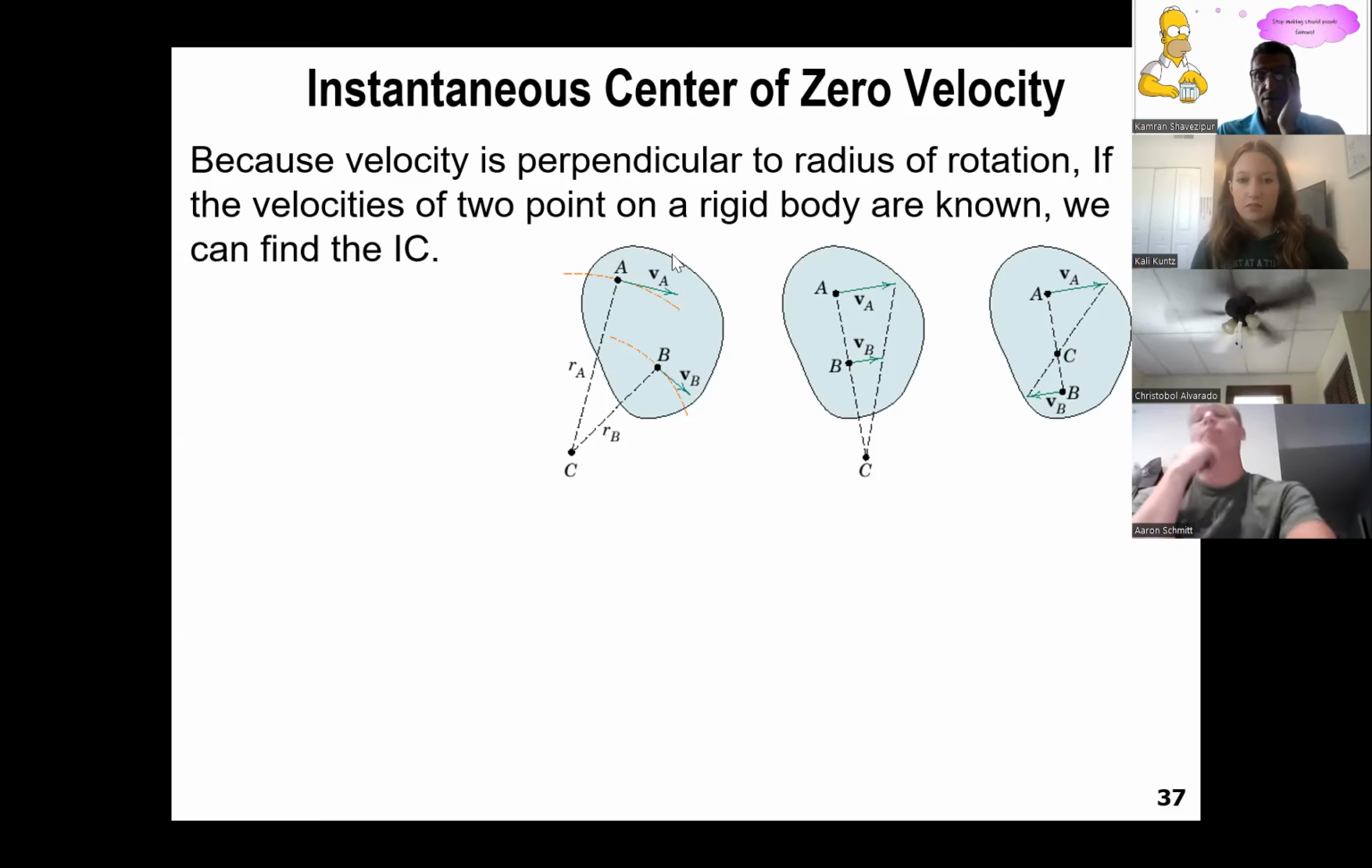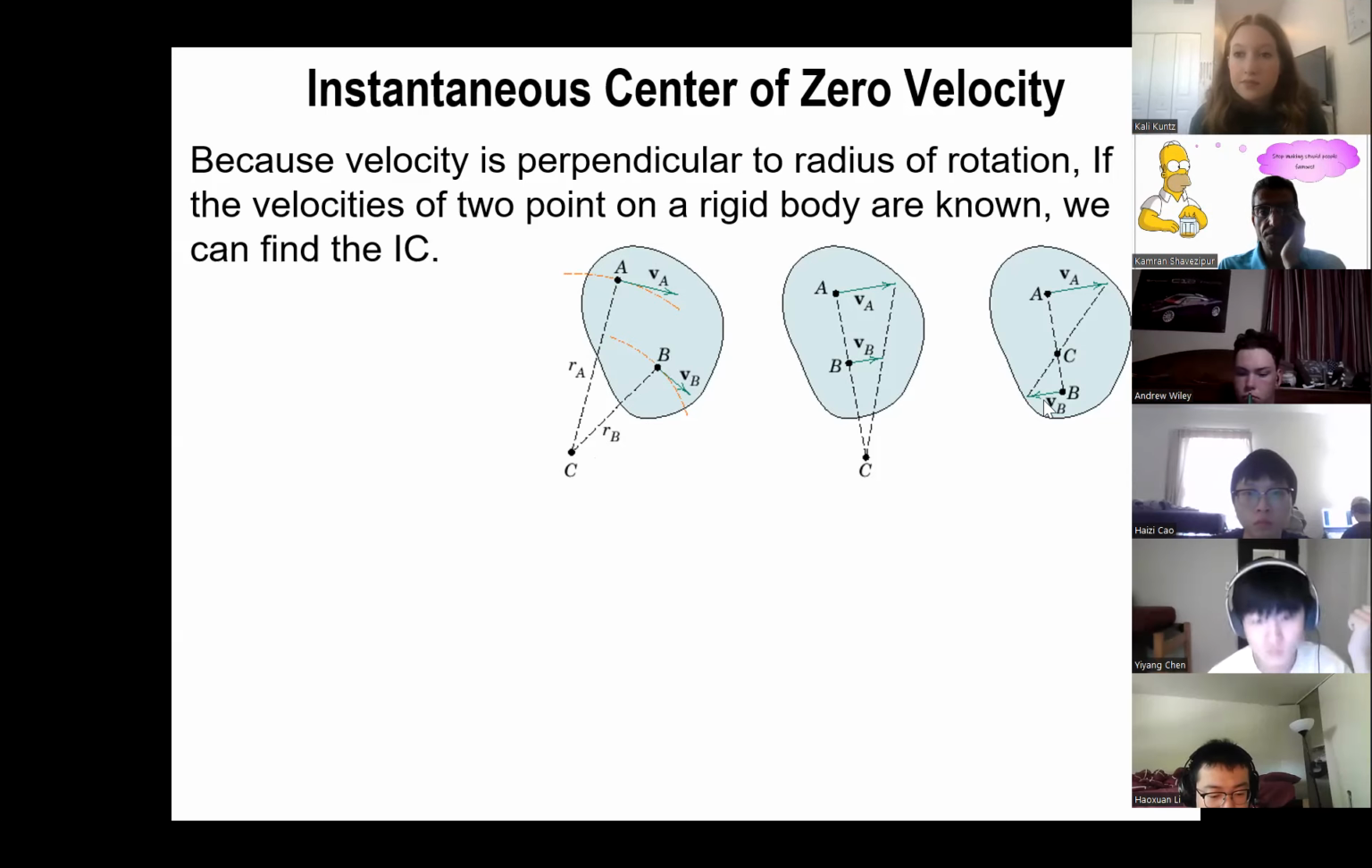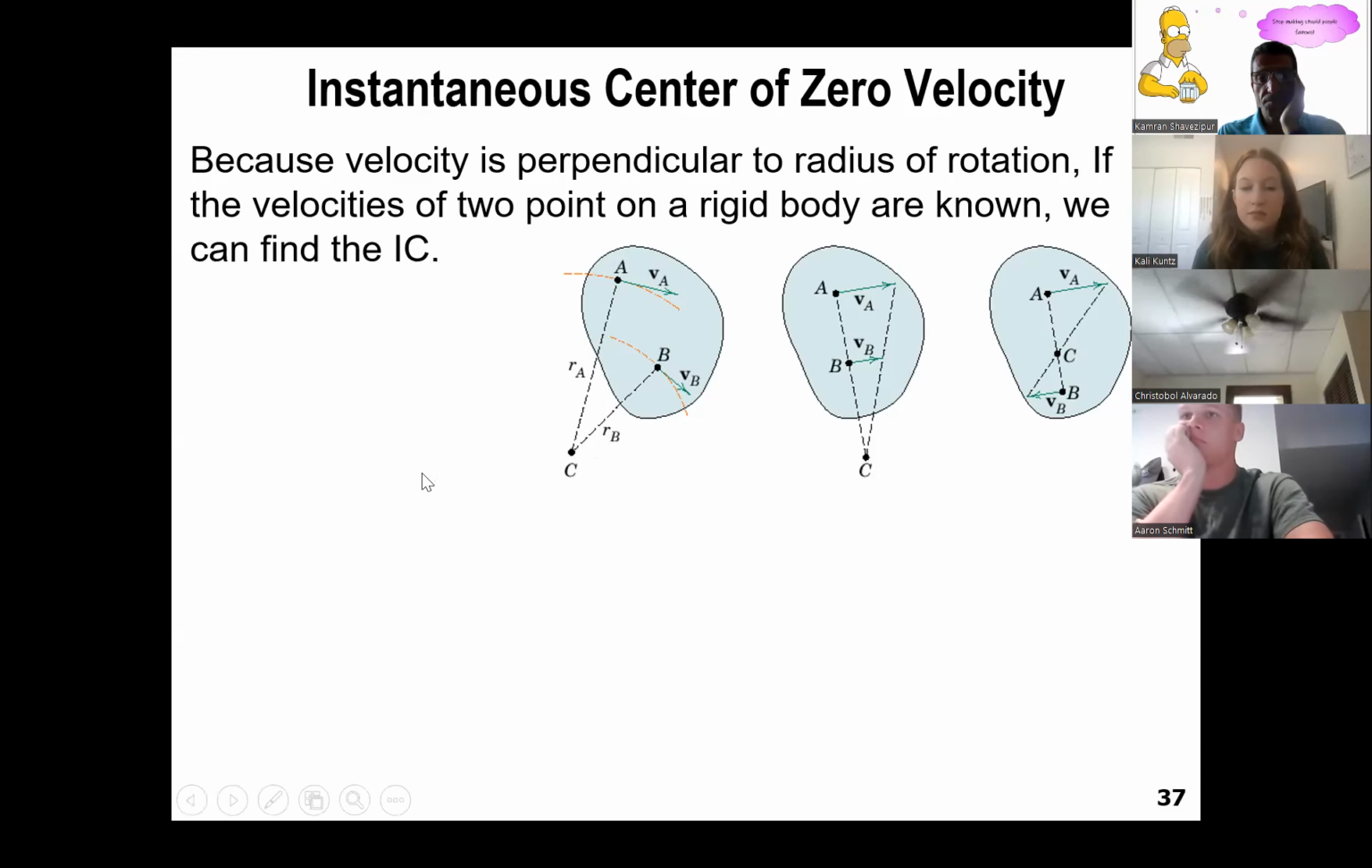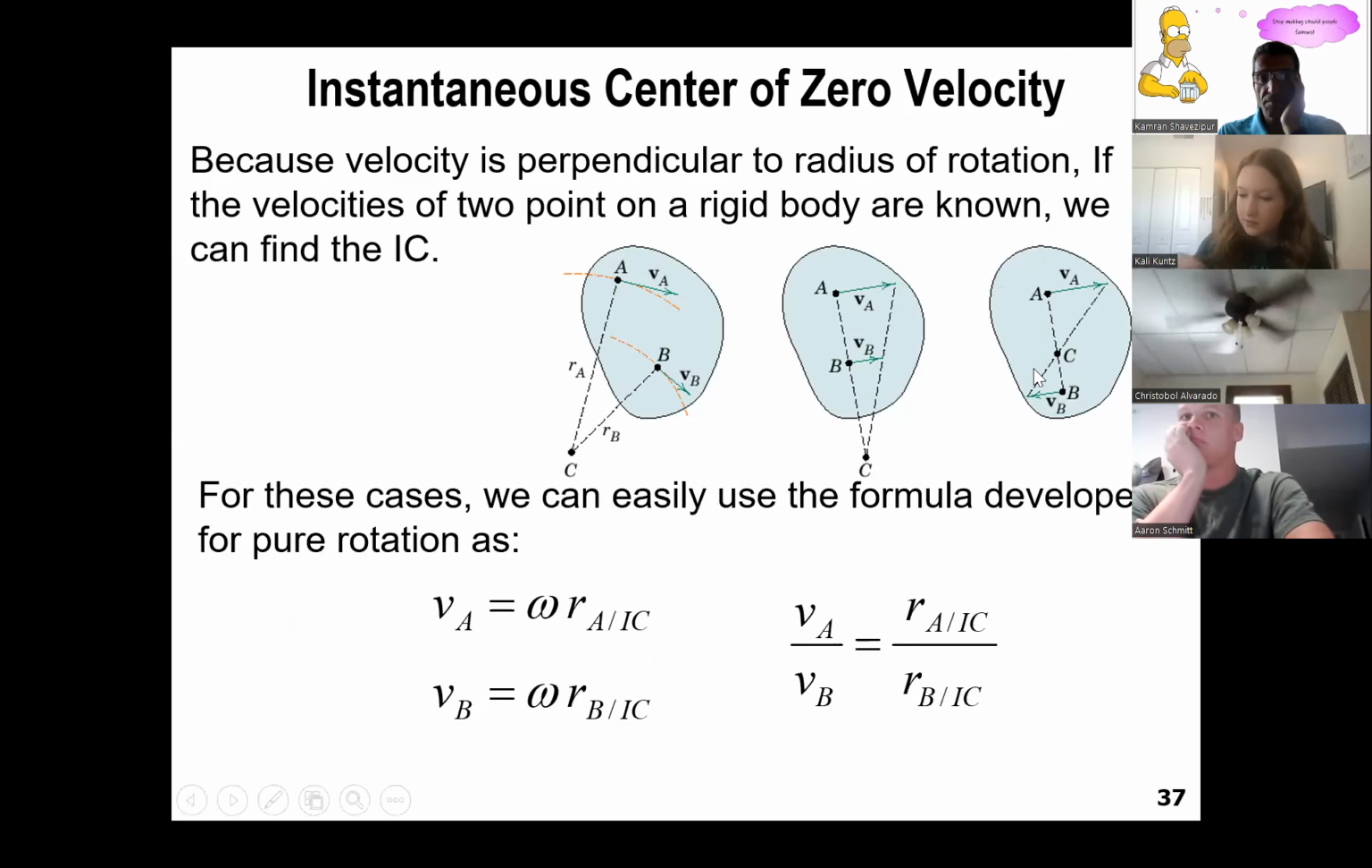This is still a part of the rigid body, which means the rigid body rotates about this point. Okay. And that is how we get these triangles. It's also true here: VA over RA, VB over RB. They're going to be omega.